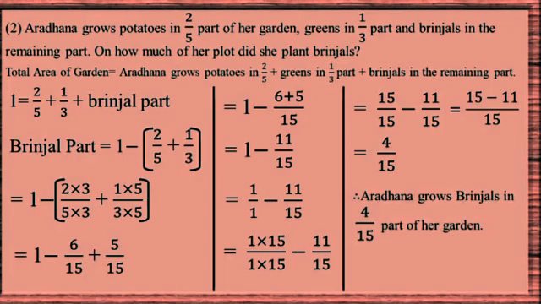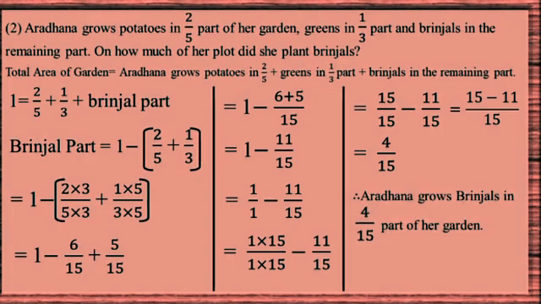Brinjal part is equal to 1 minus the two parts, that is 2 upon 5 plus 1 upon 3. So the expression will be 1 minus (2 upon 5 plus 1 upon 3). Let us solve the bracket first. Make the denominators equal. The first fraction will be multiplied by 3 and the second one by 5 to make the denominator 15. See the expression: 1 minus (6 upon 15 plus 5 upon 15).